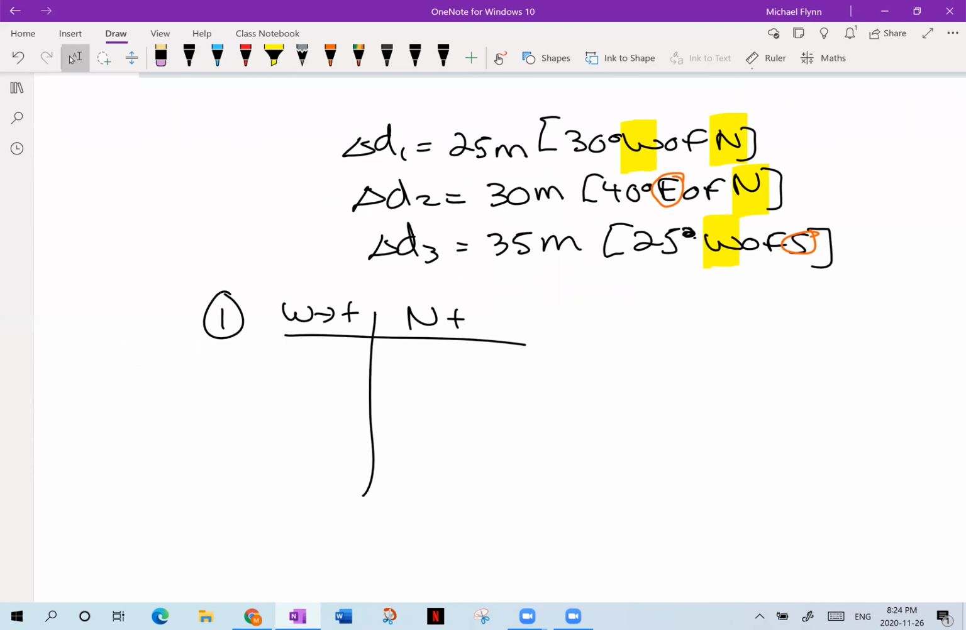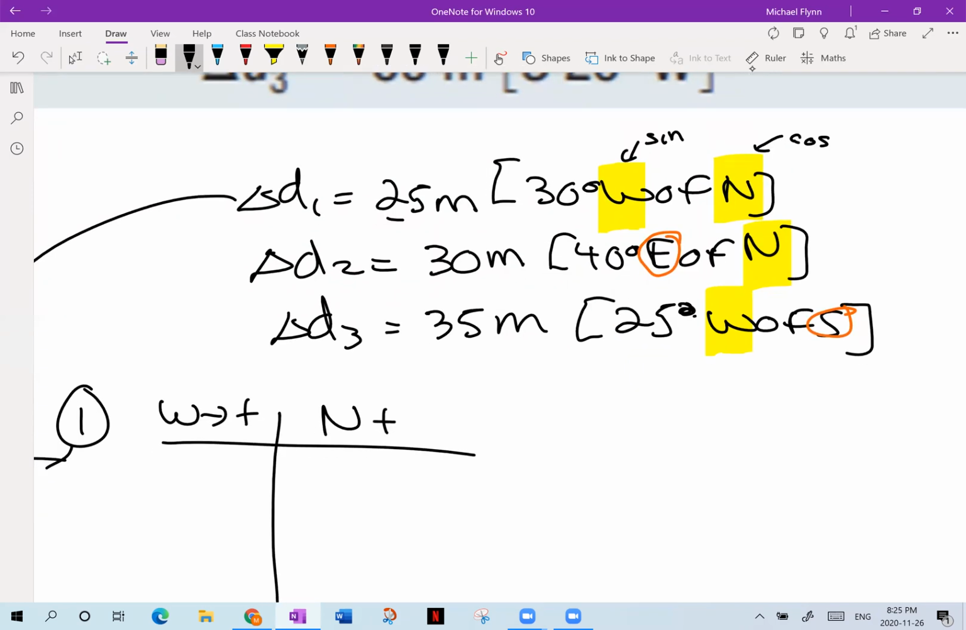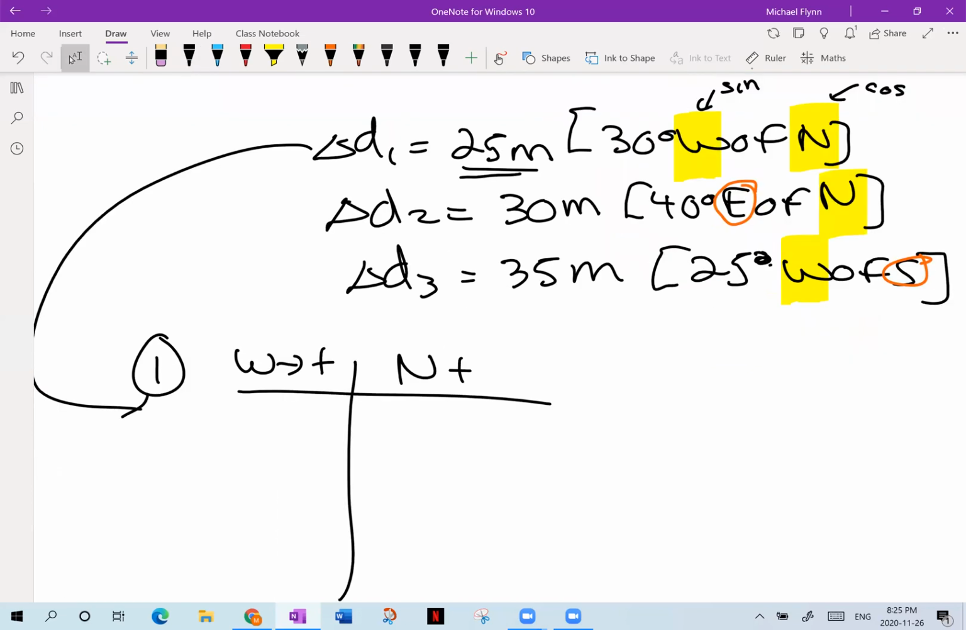All right, now part of step one is taking each vector and breaking it into components. What I taught you yesterday was that the first component after the angle always goes with sine, and after the "of" always goes with cos. And the 25 meters here, that's your hypotenuse. So my first vector, the west component, is going to be 25 sine 30. Don't take out your calculator yet, you don't need it yet. And this one's going to be 25 cos 30.